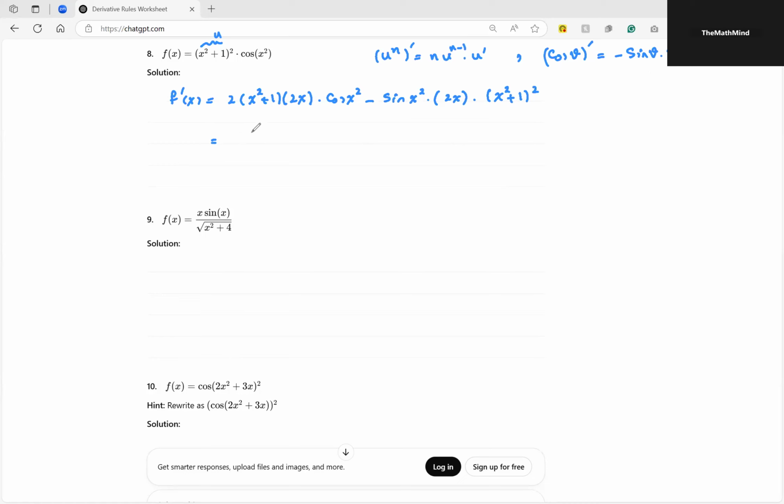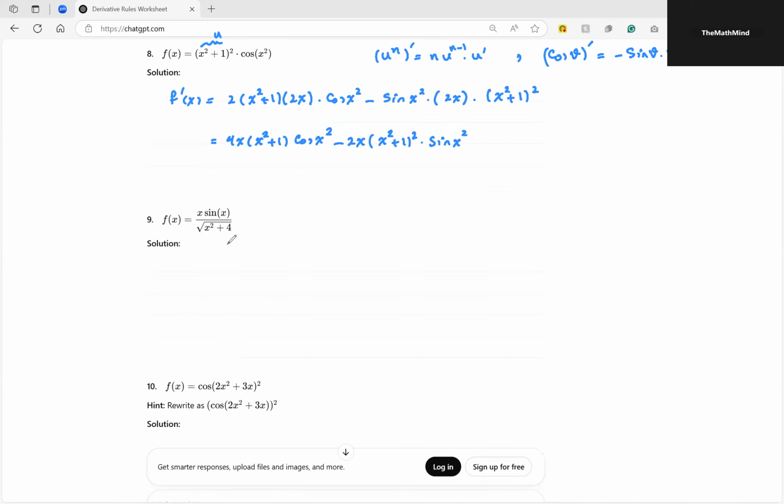So this will be 4x times (x squared plus 1) cosine x to the power of 2, and then minus 2x multiplied by (x squared plus 1) to the power of 2 times sine x squared. So pay attention here. This square is on x. It is not on sine. It is the exponent of x here.